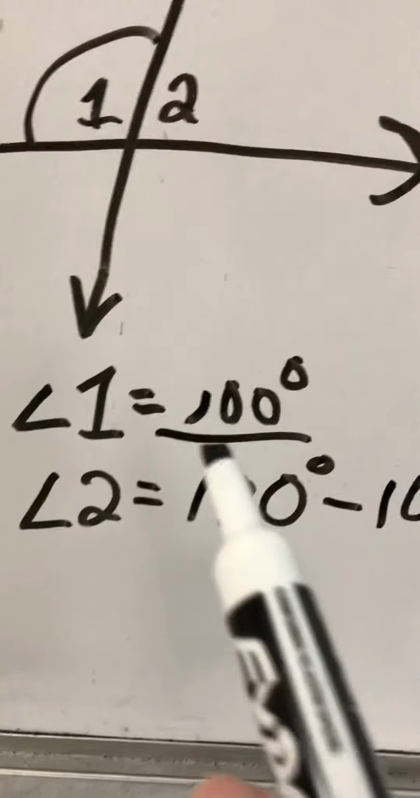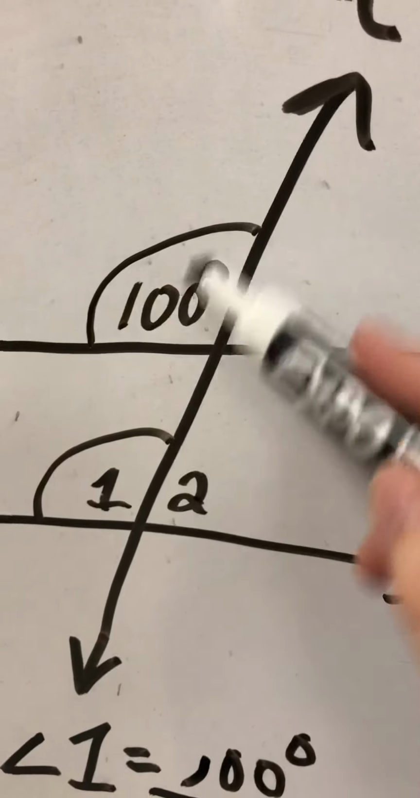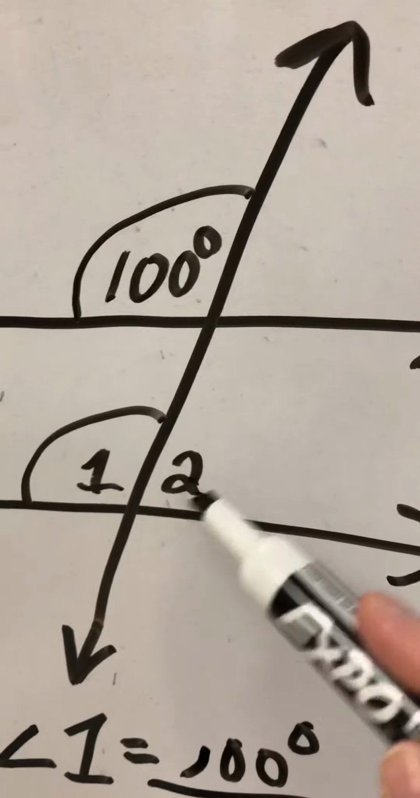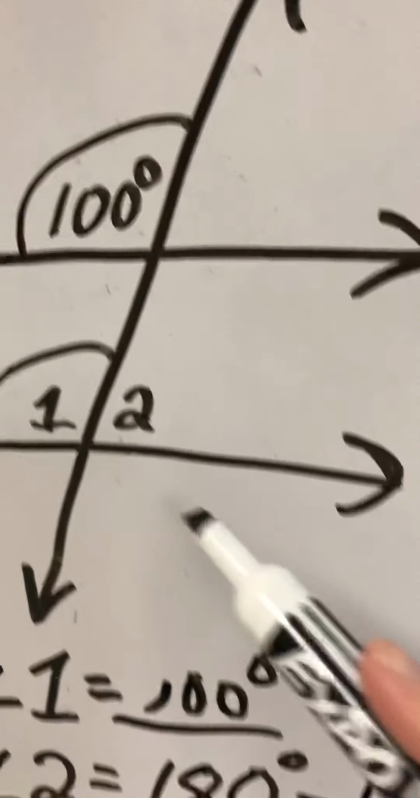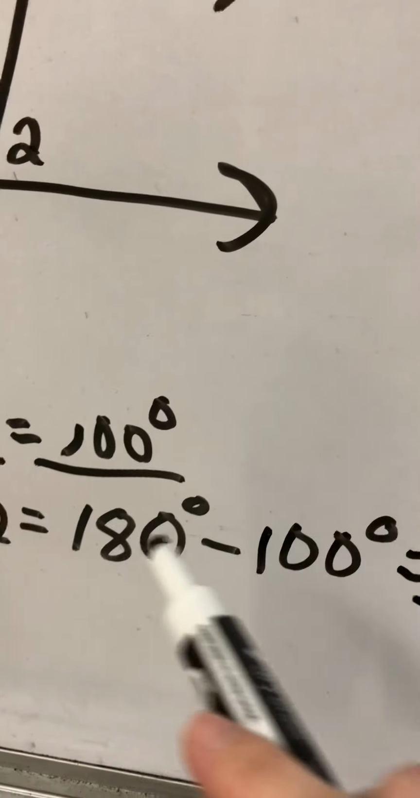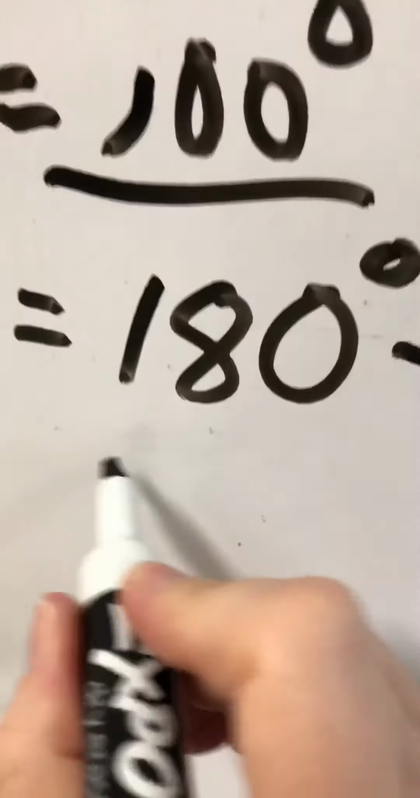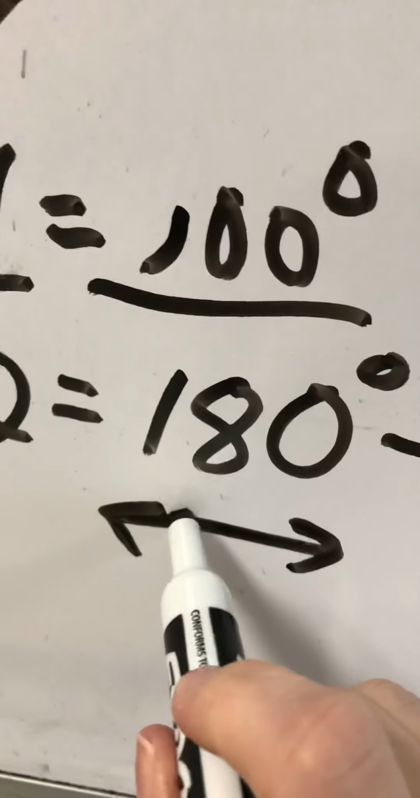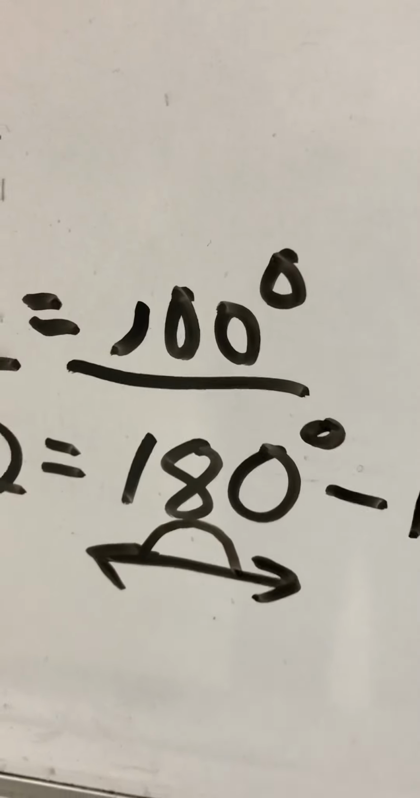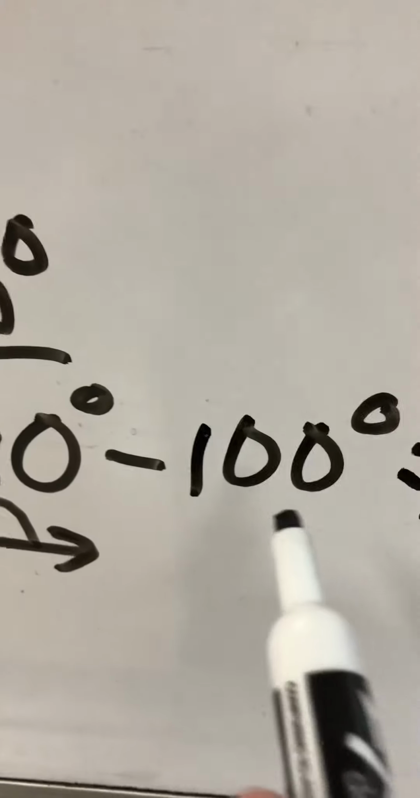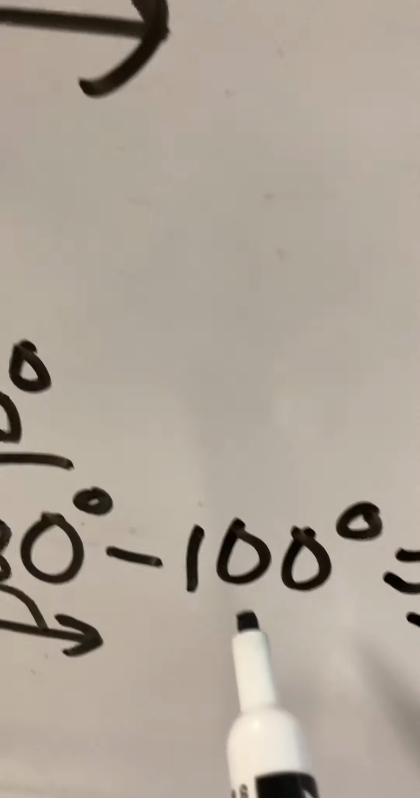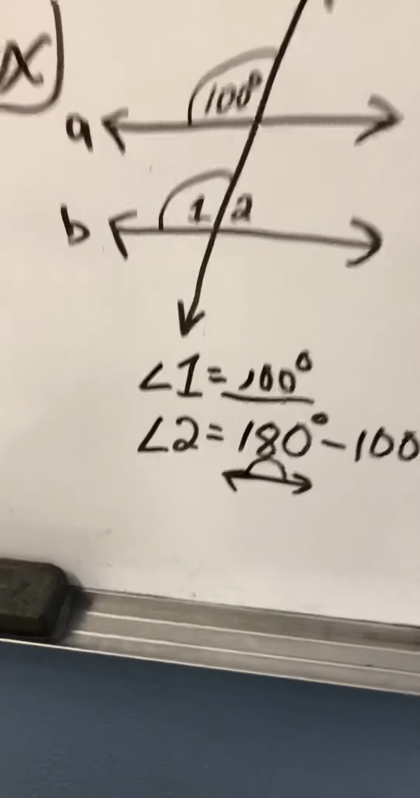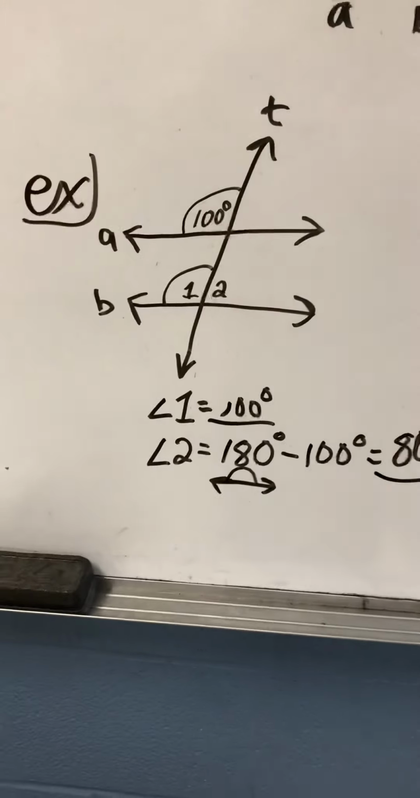So angle 1 is 100 because it's at the same place. And angle 2 is 100 plus something here that's going to equal 180. I did that as a subtraction problem. Maybe I should just put this is because that is a straight line. Anytime you have a straight line, the whole angle of the straight line is 180. So 180 minus the 100 that we had in angle 1 gives you an answer of 80 degrees. So there's our example problem.